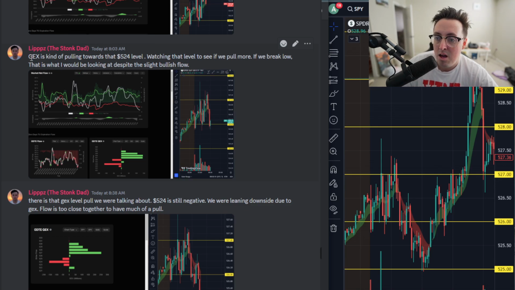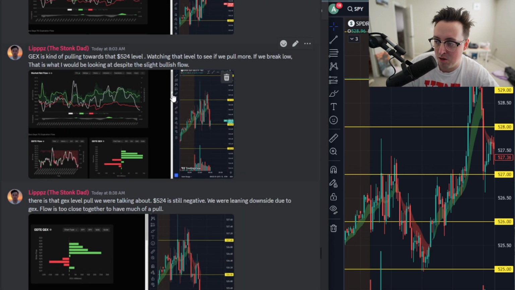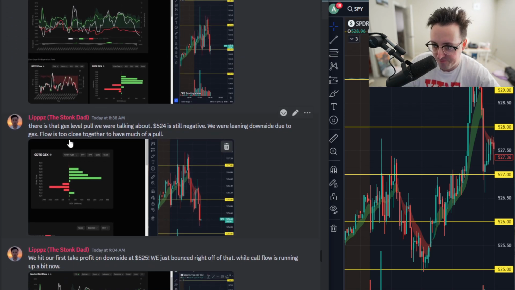Pacific time. I said GEX is kind of pulling towards that 524 level, watching that level to see if we pull more. If we break low, that is what I would be looking at despite the slight bullish flow. So you can see we had call flow slightly above puts, at about 2 million to negative 2 million, but we have this big negative GEX level at 524, which we didn't hit today, but still that gave me enough motivation to think that the market was going to head down at least a little bit.